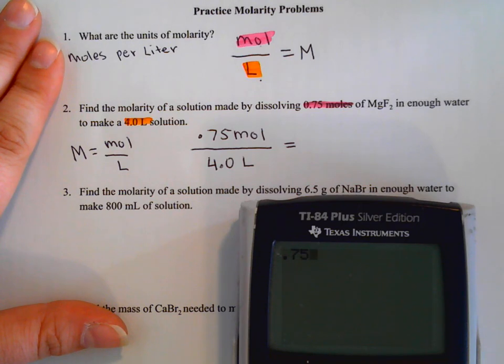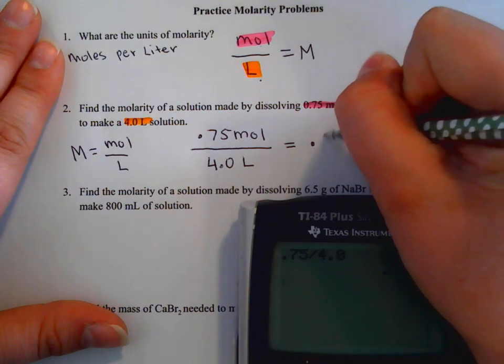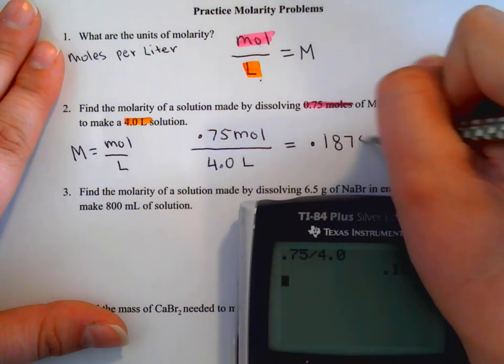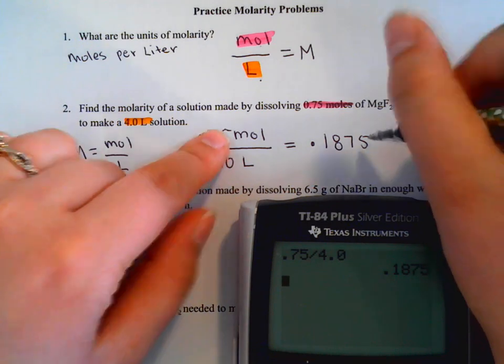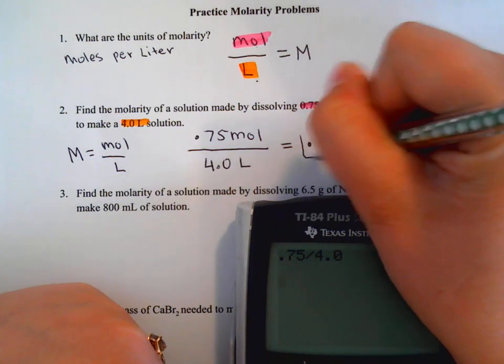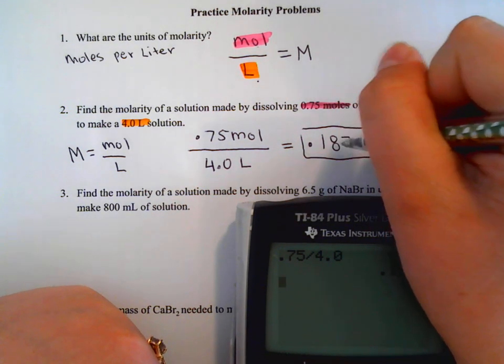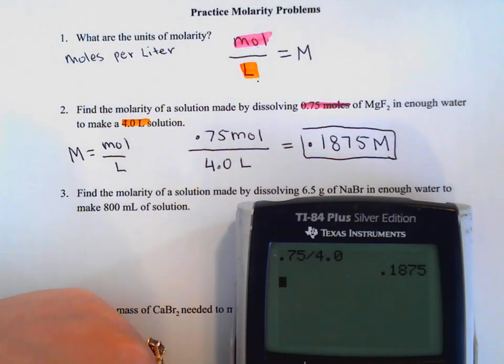0.75 divided by 4.0, and our answer is 0.1875. And my unit, I could either say moles per liter, or I can just use the big M. The molarity of this solution is 0.1875 molarity.